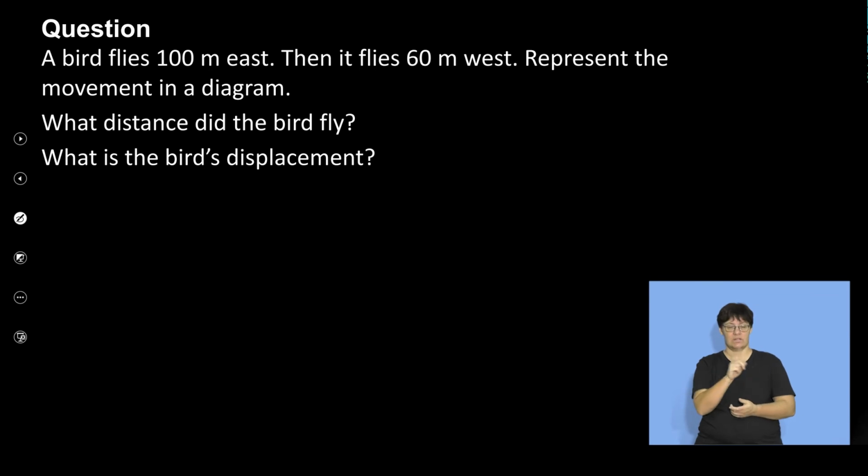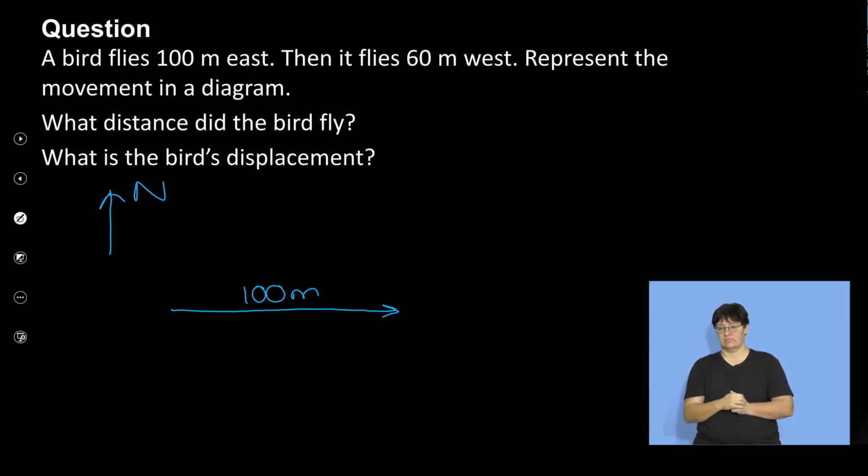We want it as a diagram. So this is not to scale. This is just a sketch diagram. So the bird flew. I'm going to make that north, up, okay, so I know where north, south, and east is. And they tell me that the bird flies 100 meters east. So there's my 100 meters. Then it flies 60 meters west. So it goes this direction, 60 meters. We've got the diagram. We've represented it in a diagram, okay?